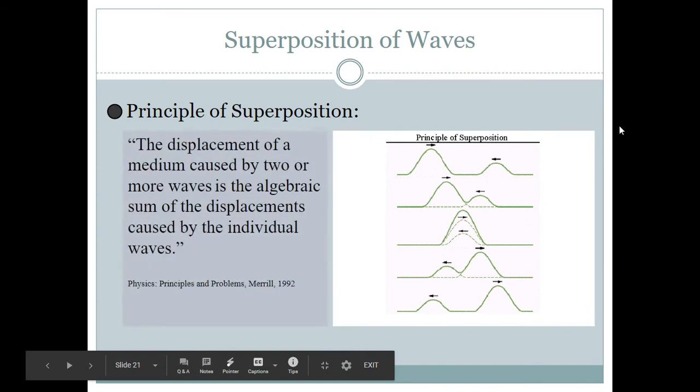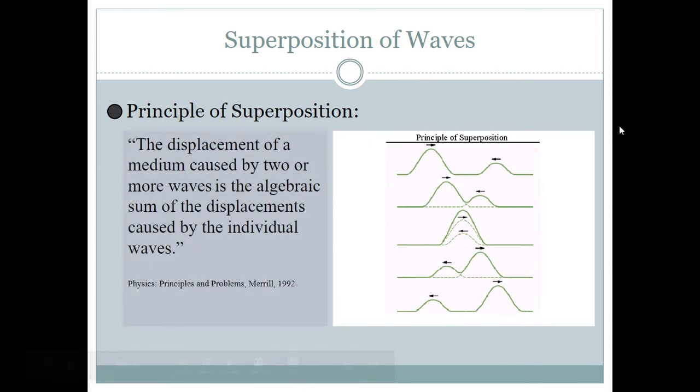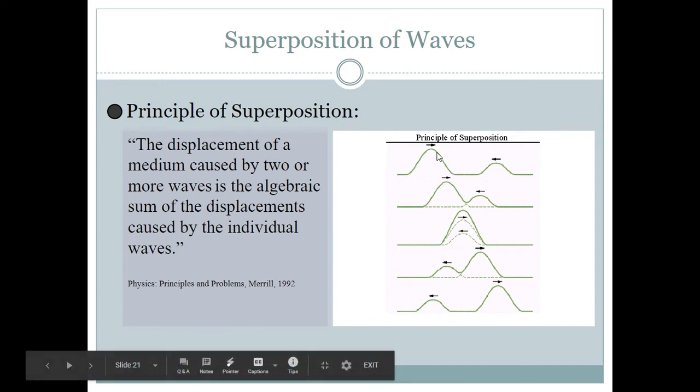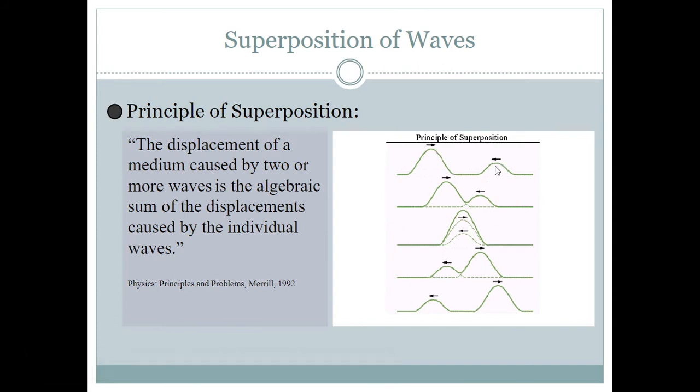All right, writing down the principle of superposition: it's the displacement of a medium caused by 2 or more waves is the algebraic sum of the displacements caused by the waves. So all that means is that, again, here you're going to get constructive interference. If this is amplitude 4 and this is amplitude 2, then 4 and 2 becomes 2 plus 4 is 6. So your wave that you see is 6.